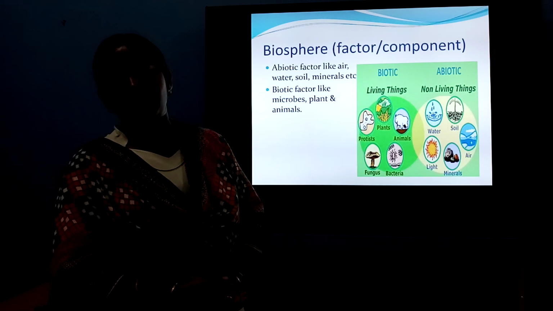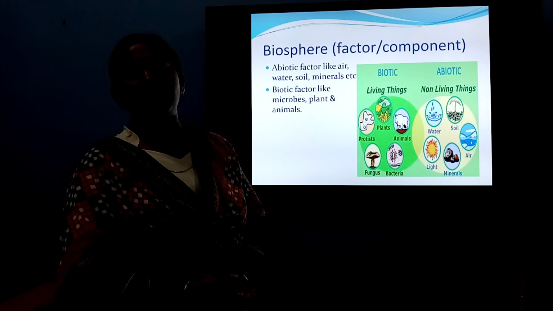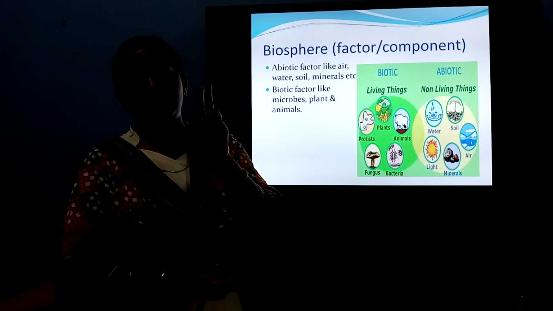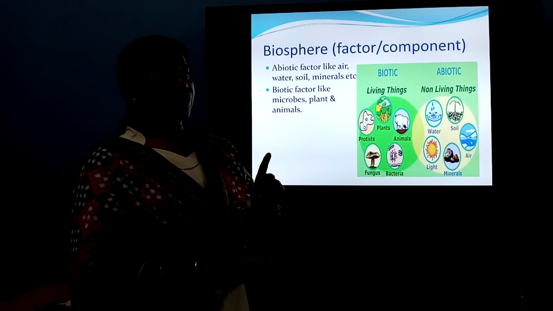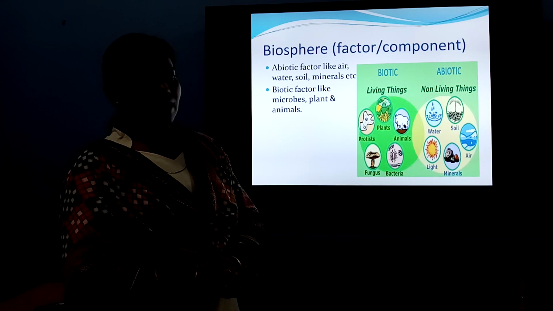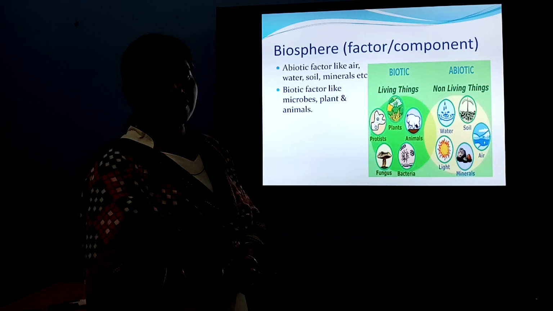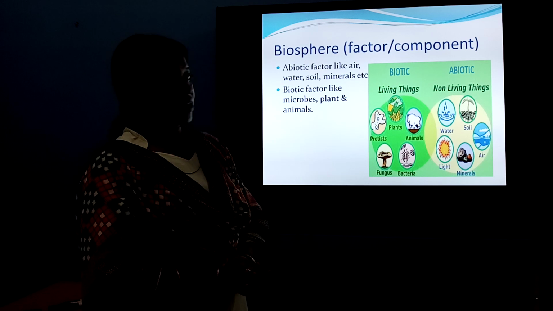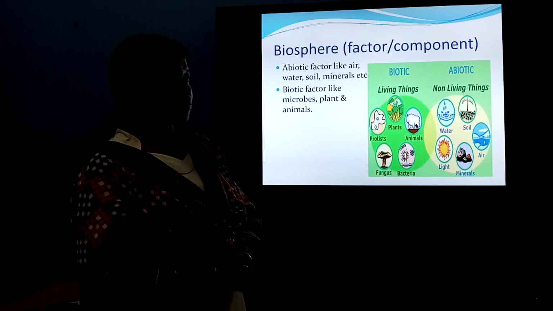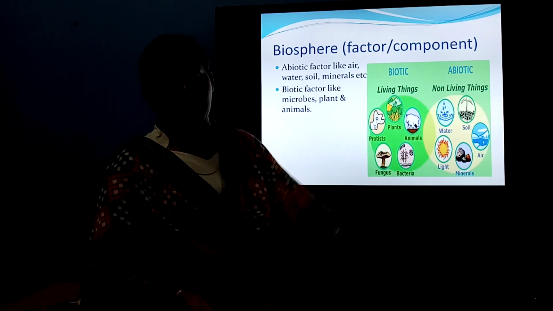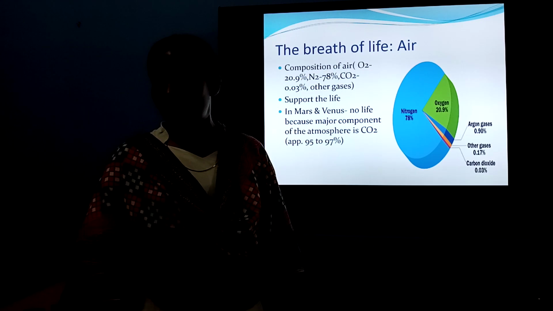Now the biosphere consists of two important factors or elements. One is abiotic and another is biotic. Abiotic, non-living things like air, water, soil, minerals, etc. Now biotic, living things like microbes, plants and animals. These are the biotic things.